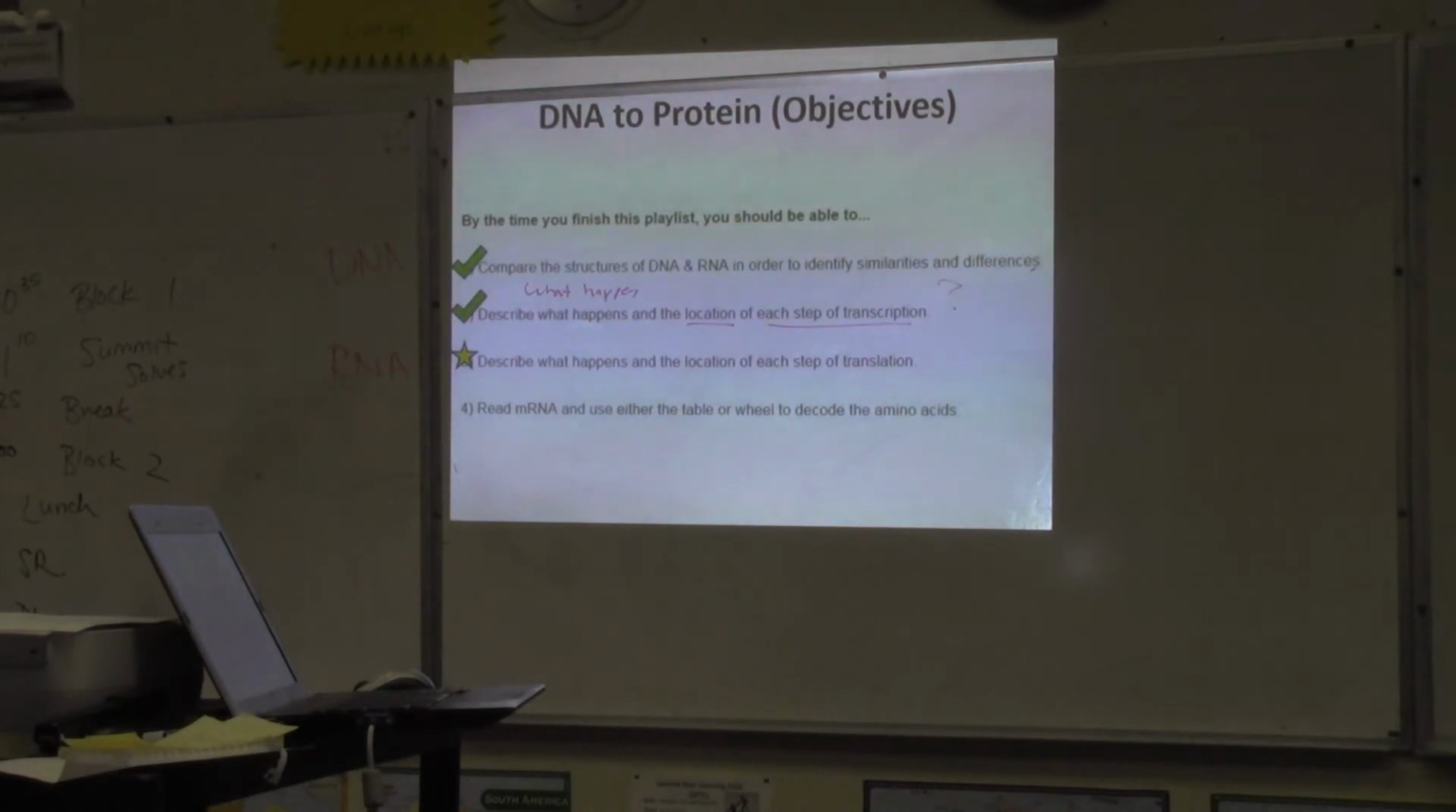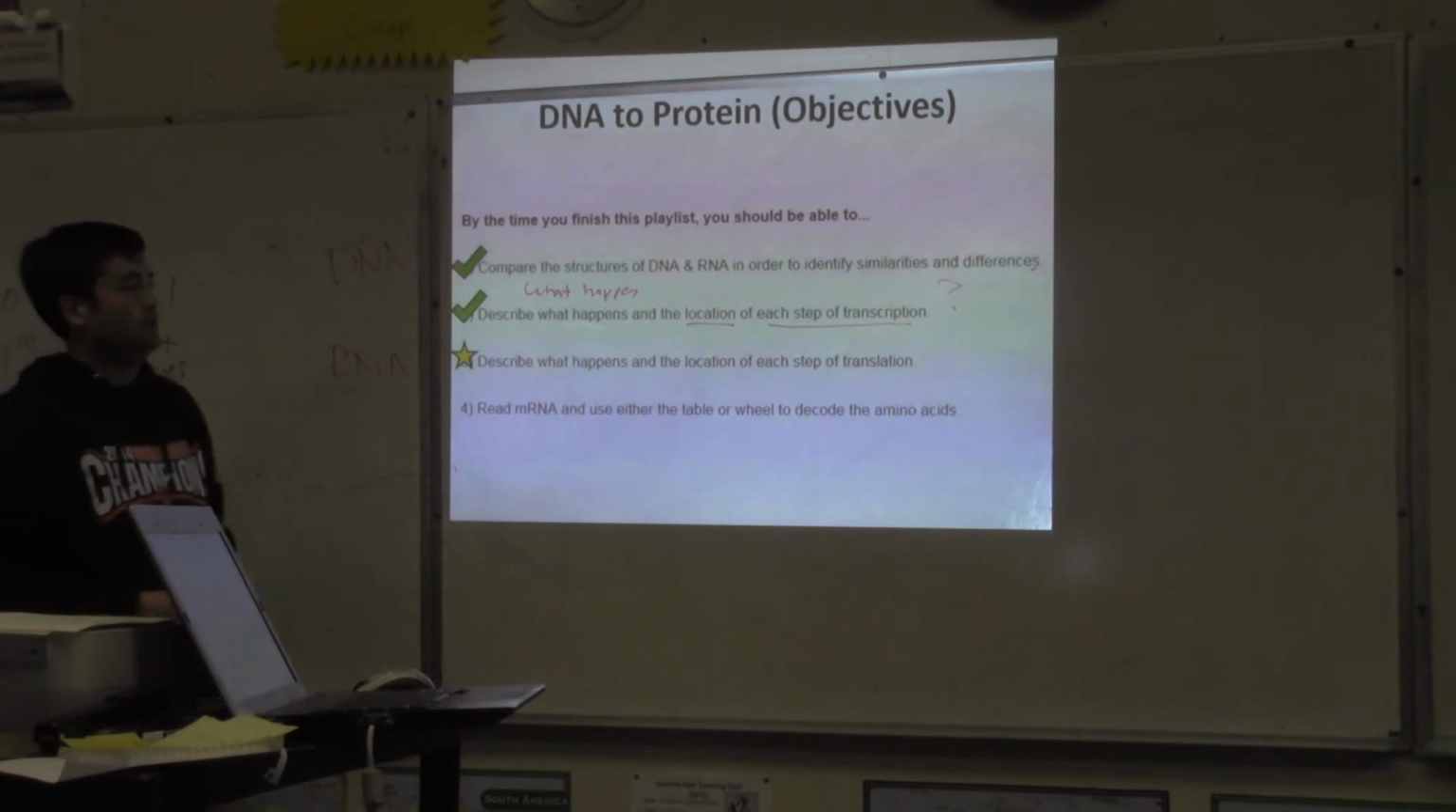Step 7. Biology. Step 7 of biology. Where is it happening? What's this thing in the middle called? Yes, that's a good answer.